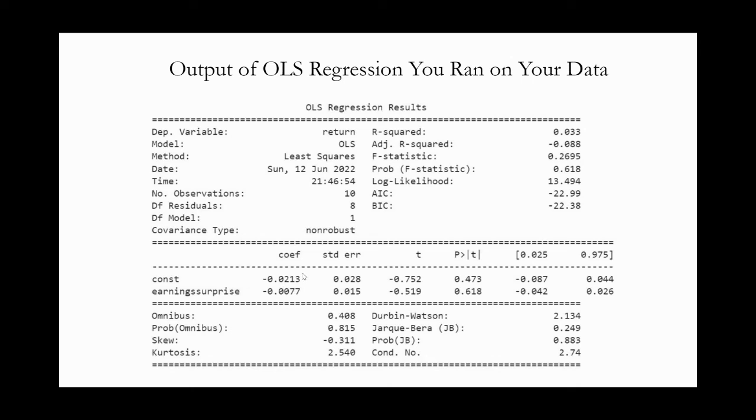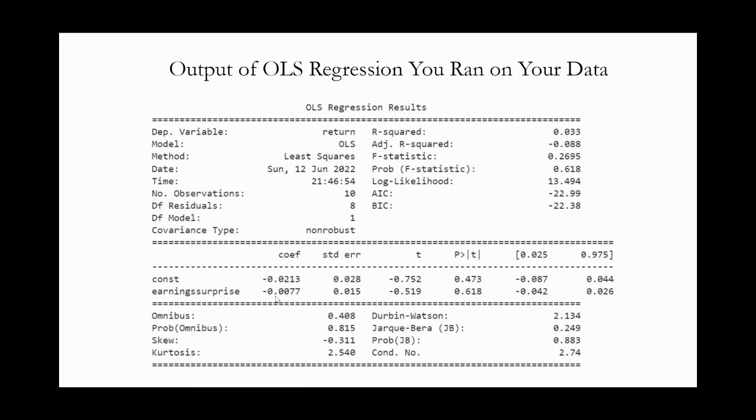Which is negative 2%. And then the coefficient on the earnings surprise is negative 0.7%. So that means that basically when earnings surprises go up, the returns go down, right? And is that surprising? Yes, it is, because typically we would expect a positive earnings surprise to be associated with a positive return. So we would expect this number should probably be positive.